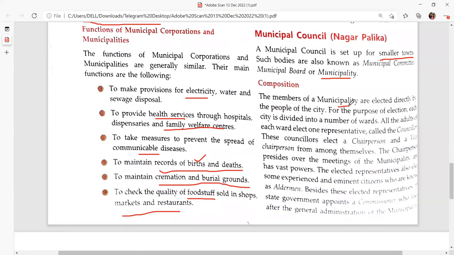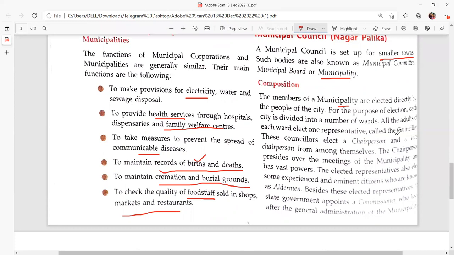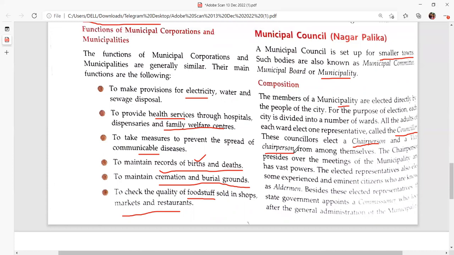So, in a municipality, each city is divided into a number of wards: ward 1, ward 2, ward 3. Each ward has its own member, and the people of the ward elect their representative, who is known as a councillor. These councillors elect a chairperson and a vice chairperson, like in a municipal corporation, where councillors elect a mayor and deputy mayor.